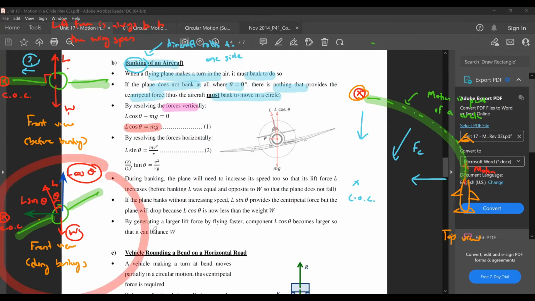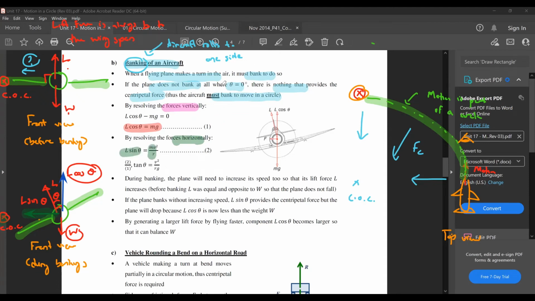This diagram here is actually this diagram here. Okay, it's the same thing, right? So vertically, no vertical motion, L cos theta will be equal to mg. But then now when we consider the forces horizontally, we know that this L sine theta is actually acting as my centripetal force. So L sine theta is actually mv squared over R.